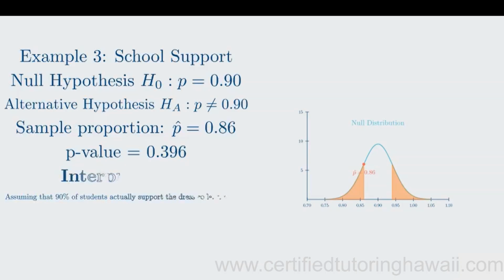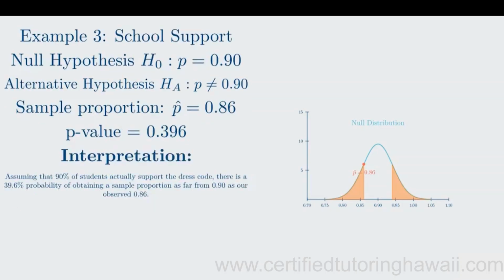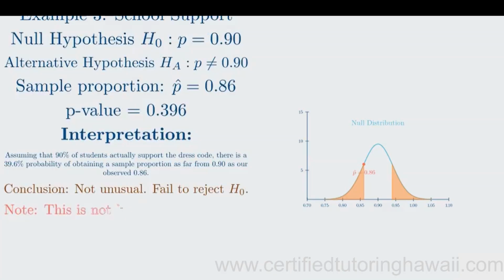How do we interpret this p-value? Because 39.6% is a very high probability, this result is not unusual at all. It could easily happen by random chance. Therefore, we do not have convincing evidence that the true support level is different from 90%. Remember, we haven't proven the principal is right. We just haven't found enough evidence to say they are wrong.